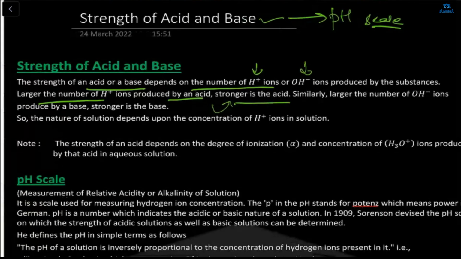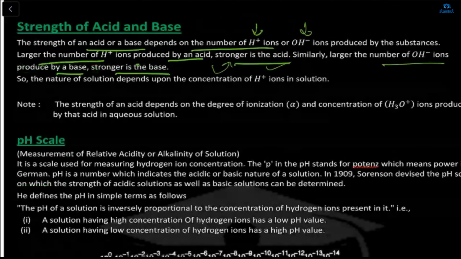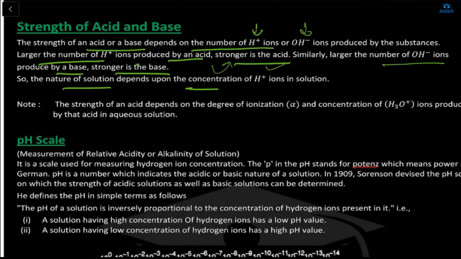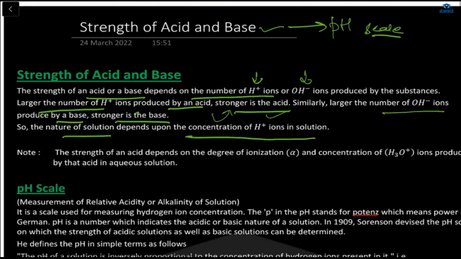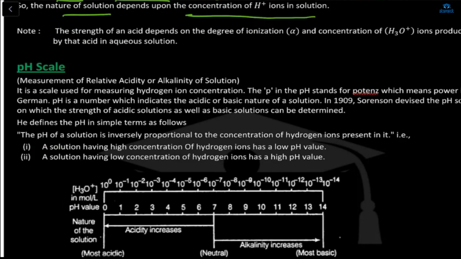Larger the number of H plus ions produced by the acid, stronger is the acid. Similarly, larger the number of OH minus ions produced by a base, stronger is the base. So the nature of the solution depends upon the concentration of H plus ions in the solution. This strength we get to know from the pH scale.